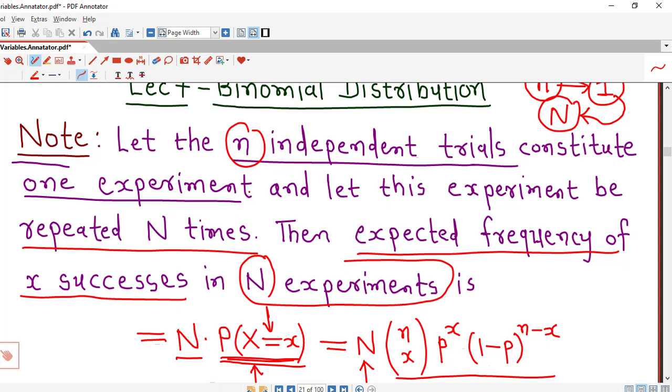We will remember this remark: if we have one random experiment having n trials, and that random experiment is repeated capital N times, then the expected frequency of x successes in those n trials is given by capital N times the probability that X equal to small x.